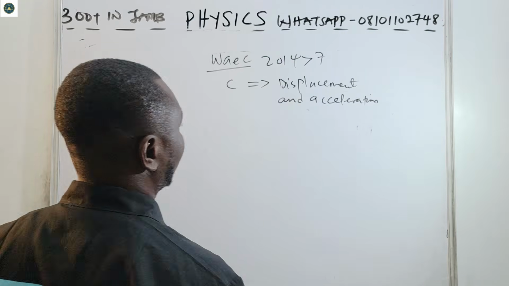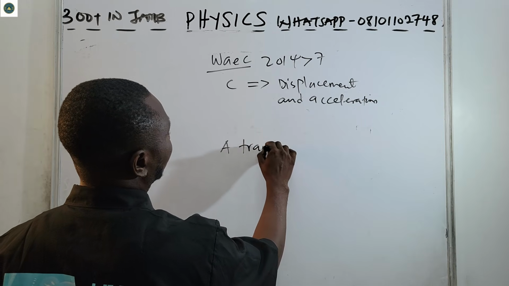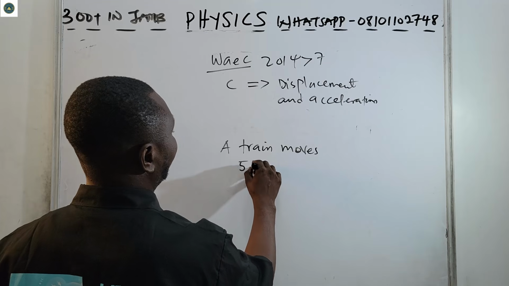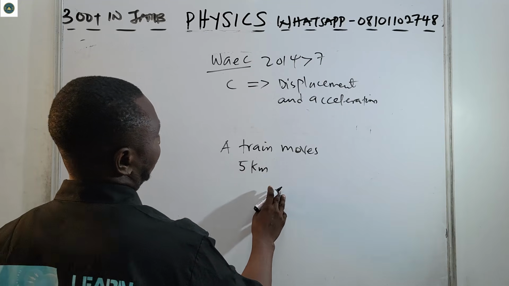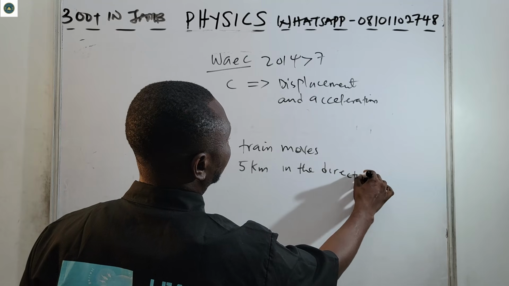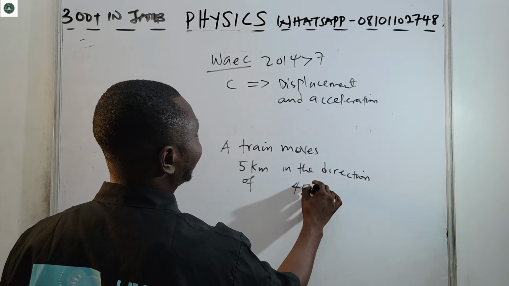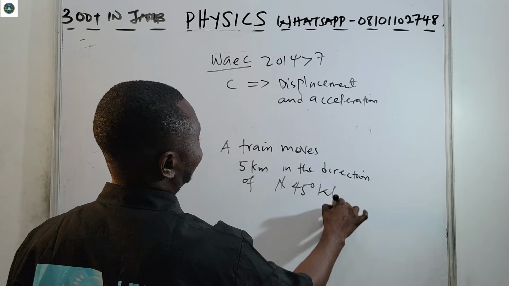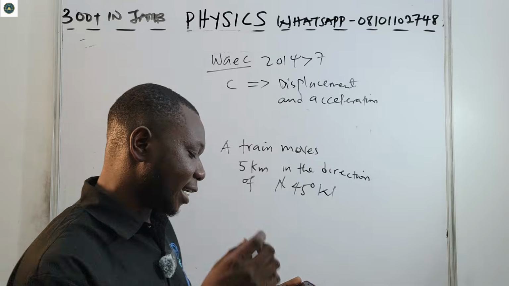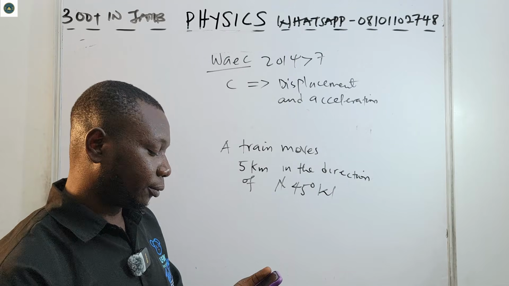Or we can decide to say a train moves 5 kilometers per hour in the direction of 45 degrees northwest. So we have the magnitude and direction. So the answer there is C, displacement and acceleration.